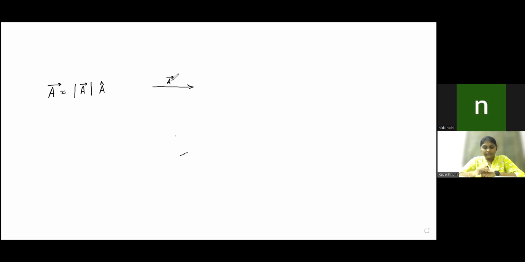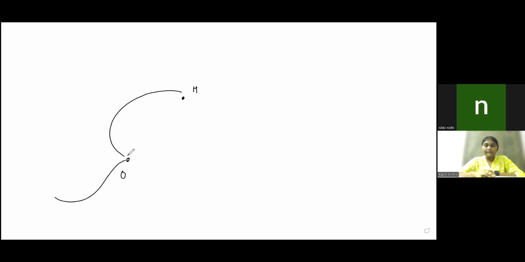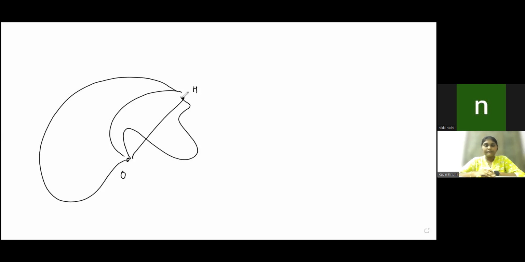Now think about this. If you are at some point O and you need to reach some point H, how do you get from here to here? There could be infinite number of ways, no? Somebody starts from here, can reach like this. Somebody starts like this, goes, and somebody can directly reach. There are infinite ways in which you can reach from one place to another.